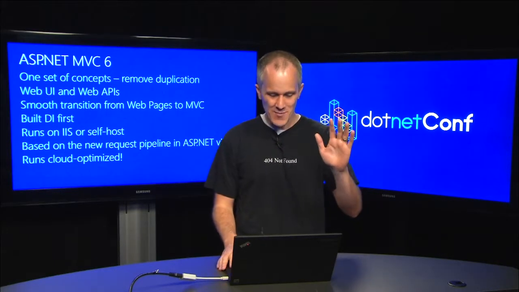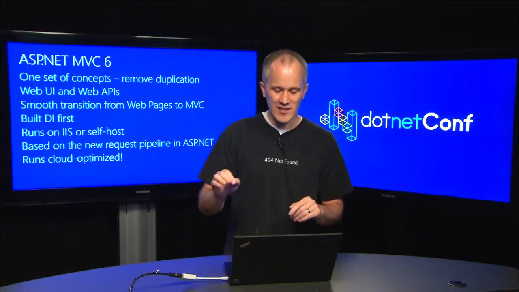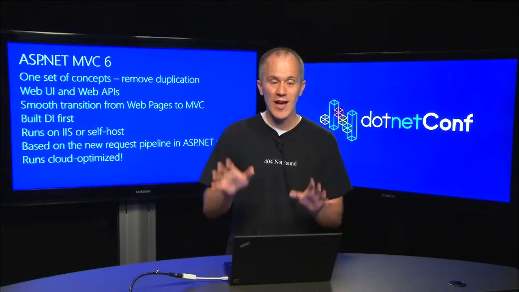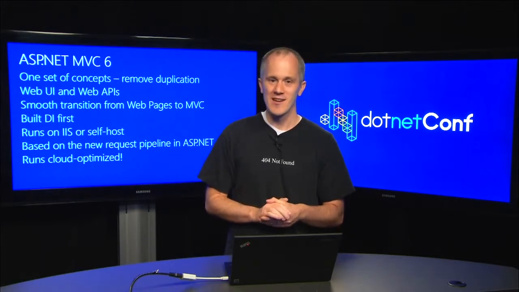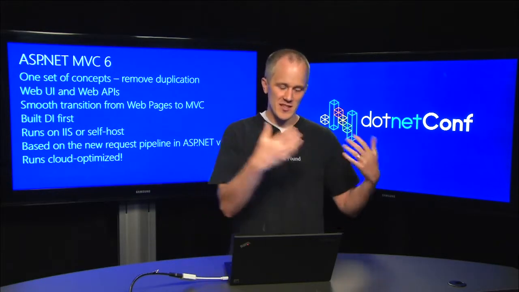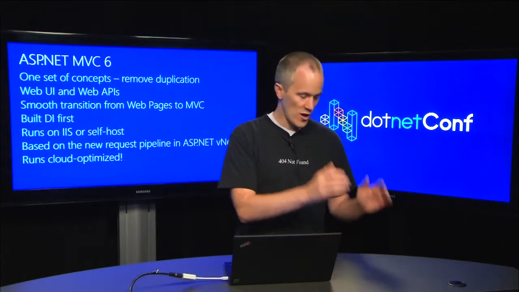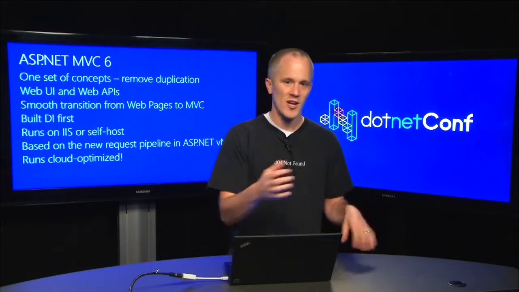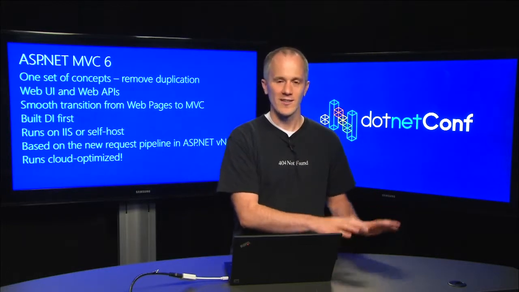All right, let's keep on moving. MVC 6 is based on the new pipeline, and it also runs on the new cloud optimized runtime. And what does that mean? In ASP.NET vNext, there's the existing desktop framework that you can run on, and you can use the new pipeline on top of the existing desktop framework. So all your binaries that you use today, they work, and that's all great.